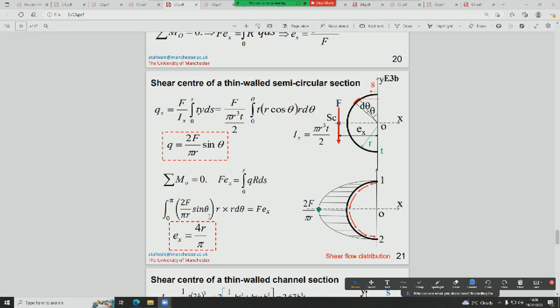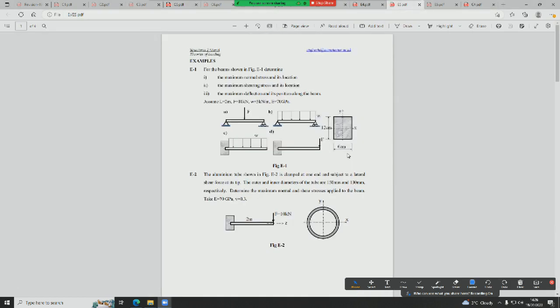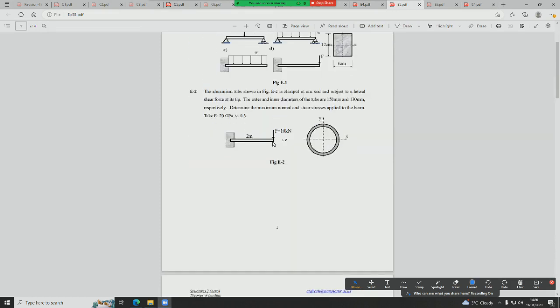So look at the examples of chapter 5. You have the solutions for example 1 on Blackboard. Example number 2 is very similar to the rig you tested on. It's a cantilever aluminium tube subject to a shear force at its end, 10 kilonewtons. The problem was asking us to find the maximum normal and shear stresses applied to the beam.